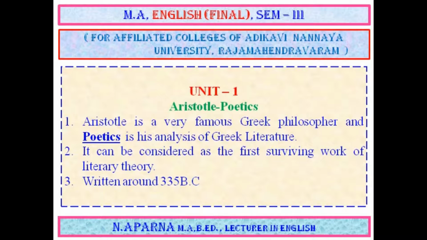It can be considered the first surviving work of literary theory. It was written around 335 BC. In this unit, you have only one topic related to Greek literature, and that is Poetics.